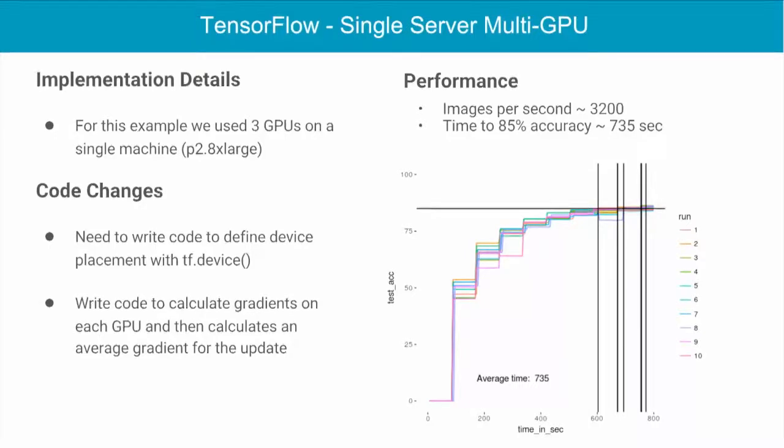So the next one is single server multi-GPU. For this one, I use 3 GPUs. I still use the same GPU card in the P2 suite, but I had to go to the 8 extra large to get multiple GPUs on one machine. You can see the images per second spiked up a good bit to 3,200, and it took about 735 seconds for me to get to an 85% accuracy model.